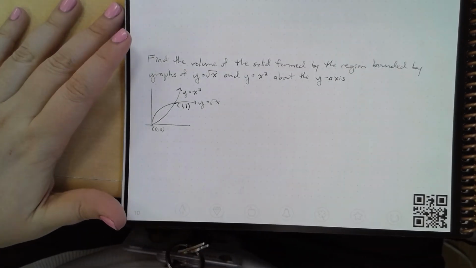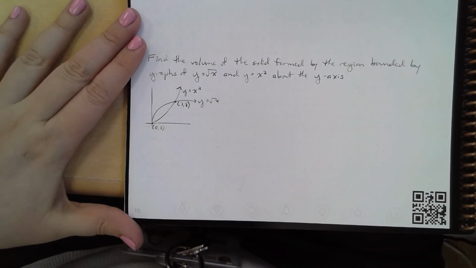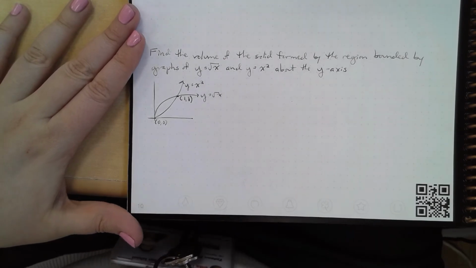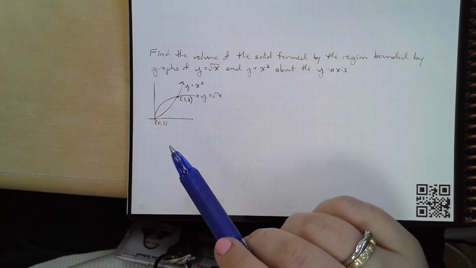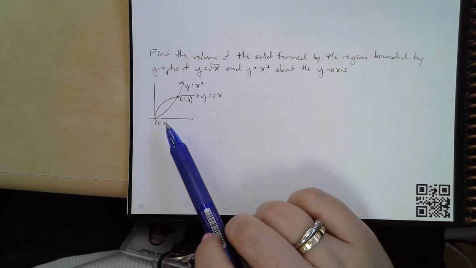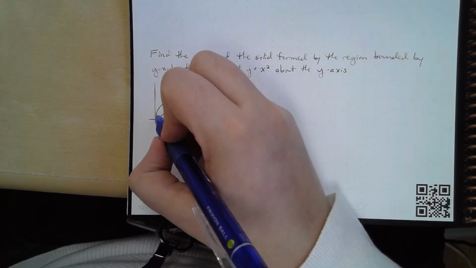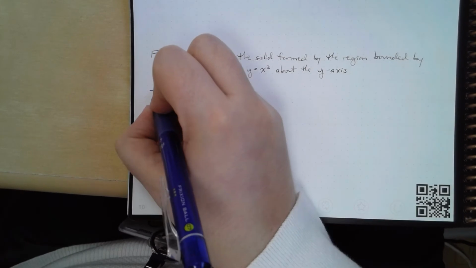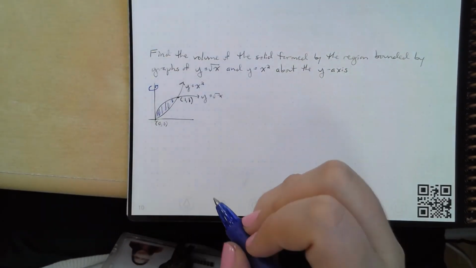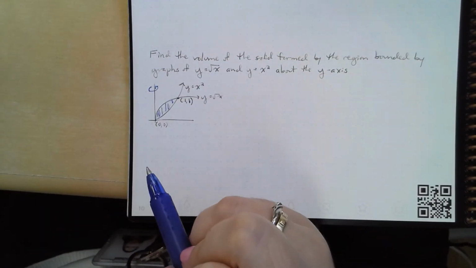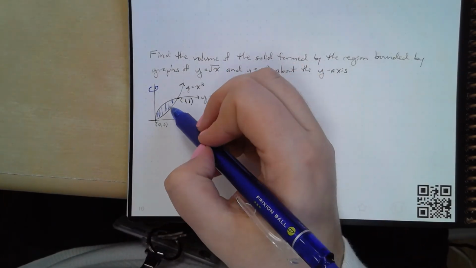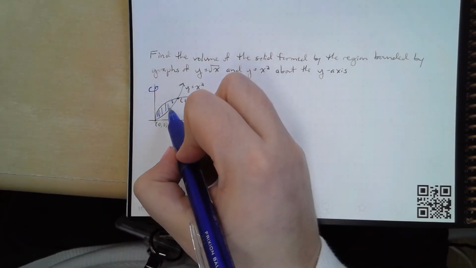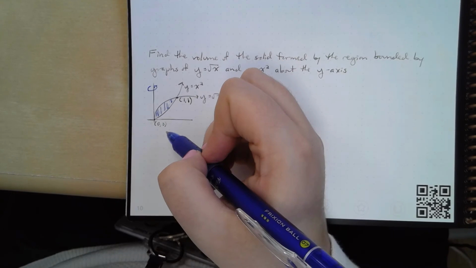We want to find the volume of the solid formed by the region between the graphs y equals the square root of x and y equals x squared, rotated about the y-axis. I've already drawn that here. So we've got our space here, and we're rotating it about the y-axis. We're going to have a space there in the middle, so we need to take our outer radius minus our inner radius.